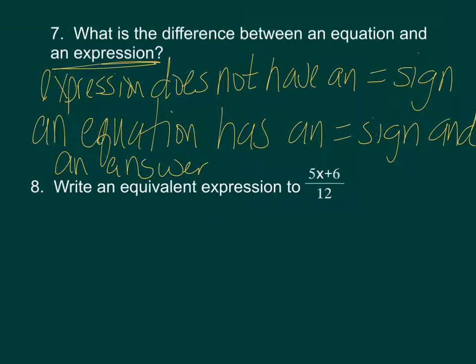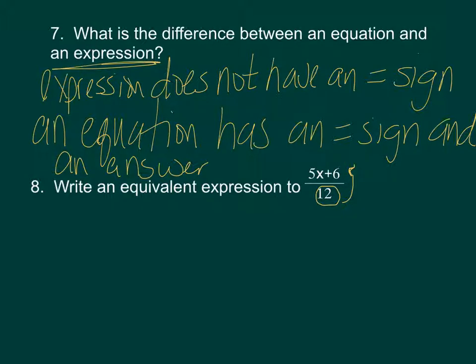Okay. All right, number 8, write an equivalent expression to 5x plus 6 over 12. Okay, so here's what you got to remember is this 12 down here, okay, it's in the denominator, so it's part of a division problem. So it's going to be divided into what's in the numerator. Now, there's two things in the numerator. There's a 5x and a 6. So this 12 actually is dividing into the 5x and the 6.